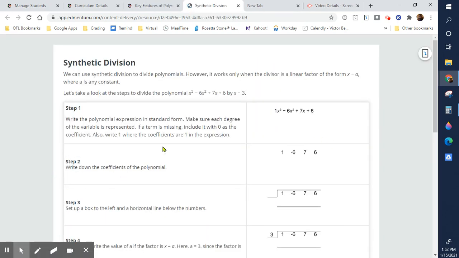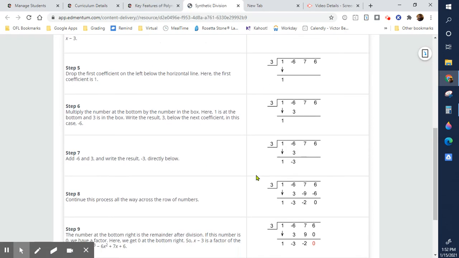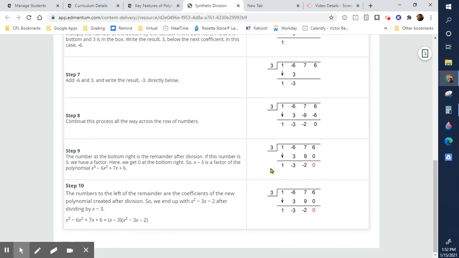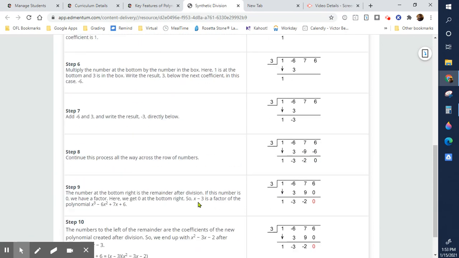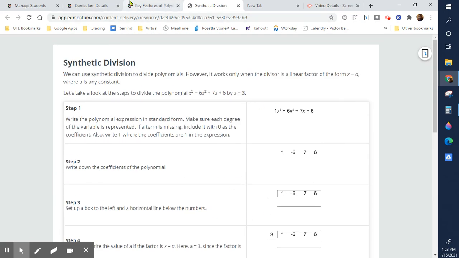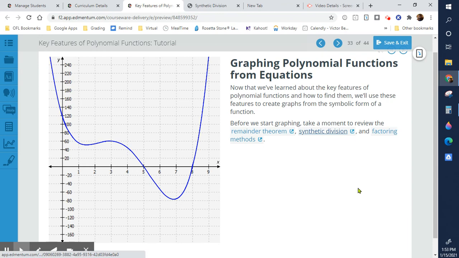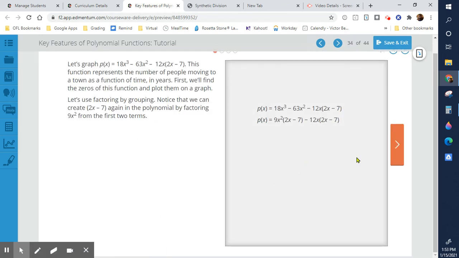Synthetic division, here's the process of how to do it. They do it a little differently than I do. I like having my box this way. They have their box this way. I don't know why they have a box this way because they don't write any numbers on top. So that'll show you steps on how to do synthetic division. And factoring, we've done the X method, we've done the box method, so that shouldn't be too unfamiliar.